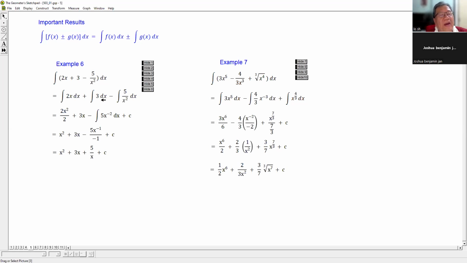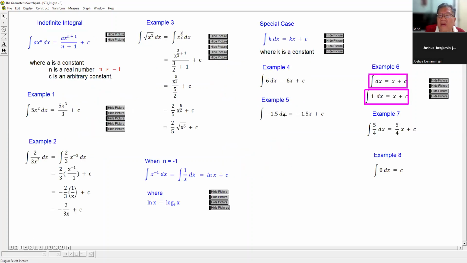Integrate 3 cannot be 3, the order must increase by 1. X becomes x squared, right? If x cubed becomes x to the power 4. This one has no x, so when you integrate it, it becomes 1. The order increased by 1. Integrate 3, you get 3x.